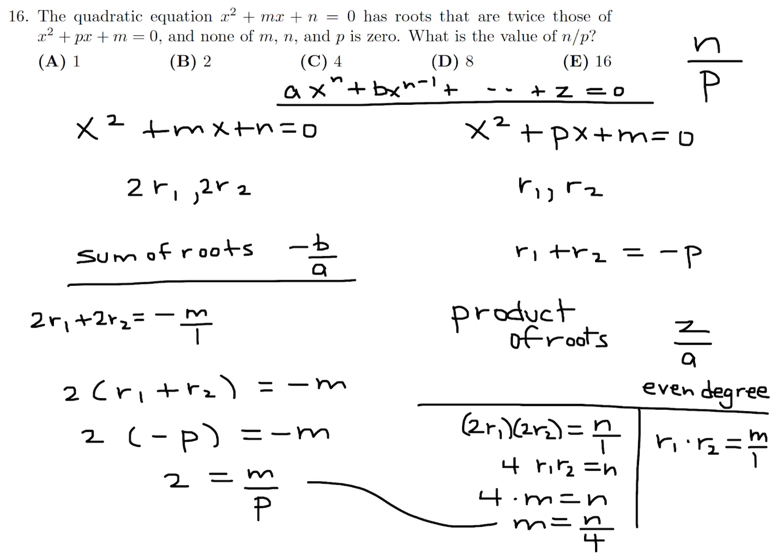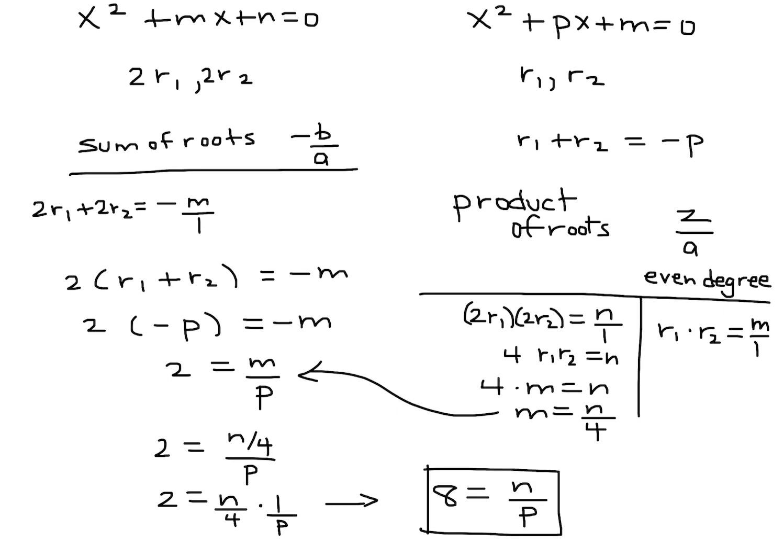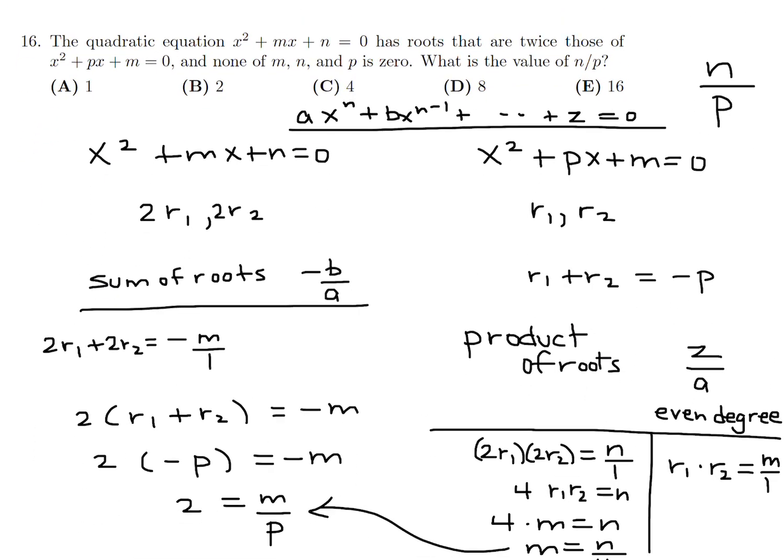And there you go. Now you just plug that into here, and I'll get 2 is equal to n over 4 over p. And this looks like n over 4, invert and multiply, 1 over p is equal to 2. And therefore that means n over p is equal to 8. And that is what we were looking for. 16, therefore the answer is D.